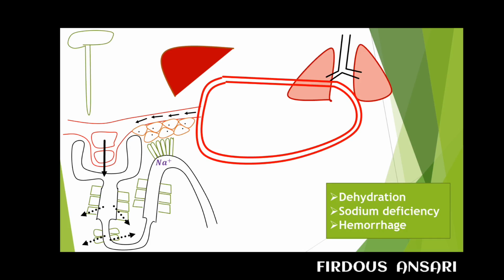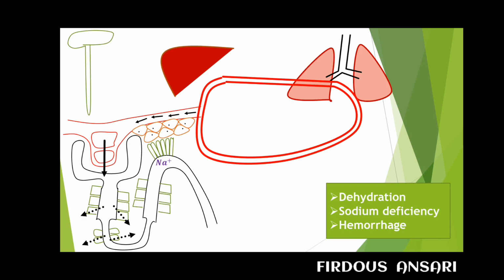These are specialized columnar epithelial cells. Normally the distal convoluted tubule is made up of columnar epithelial cells, but in this particular area there is a dense amount of columnar cells. That's why it's named the macula densa. This macula densa will sense that it is receiving a lesser amount of sodium, and because of that it will also get activated.